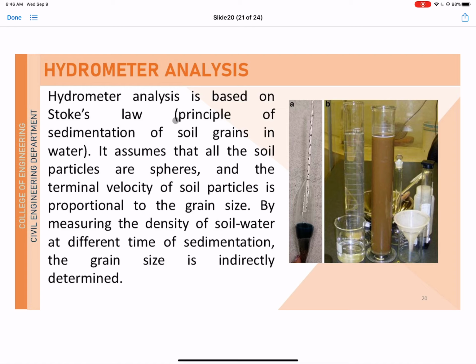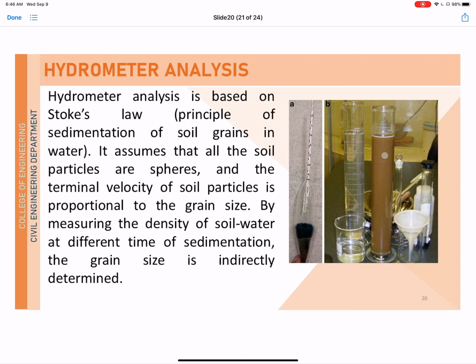The principle of hydrometer analysis is based on Stokes' law. So try to imagine that we are only considering the very, very small particles, and that these particles are assumed to be spheres. But not in reality, not all particles are spheres, right? The assumption is they are spheres. And based on Stokes' law, the soil, when mixed with water, at a certain point will be sedimented at the bottom. So Stokes' law is a principle of sedimentation of soil grains in water.